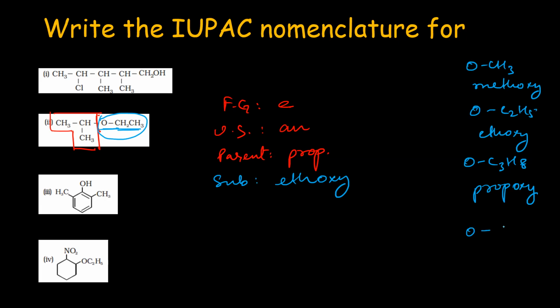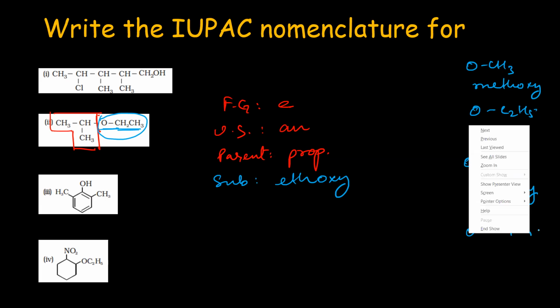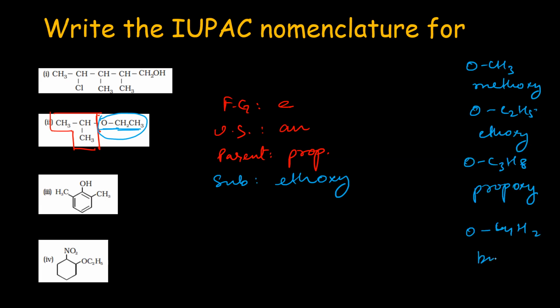If you have oxygen and then C4H9, this will be butoxy. So please remember this. You just need to see how many carbon atoms are there, and then if oxygen is present, it will be oxy. For one carbon we have meth, eth, prop, and but. Everything is the same, and then you just add oxy because the oxygen is present.